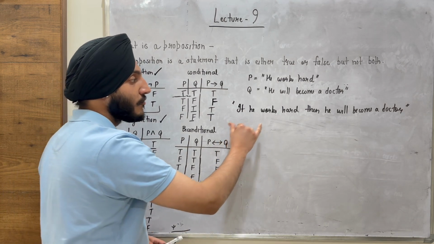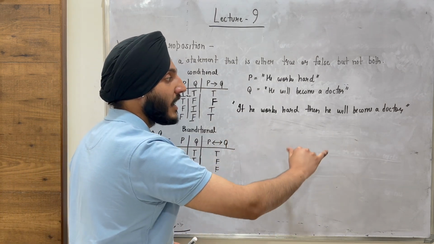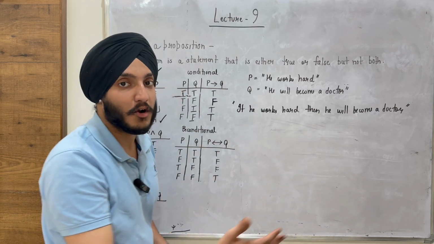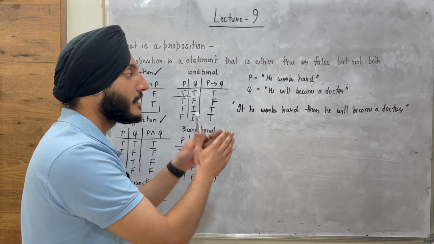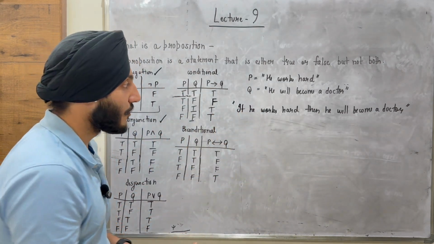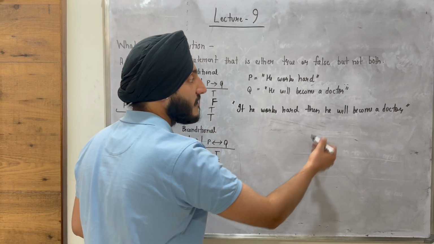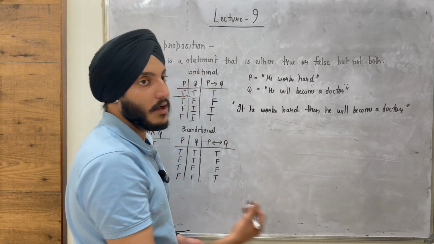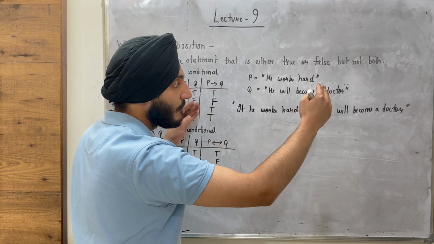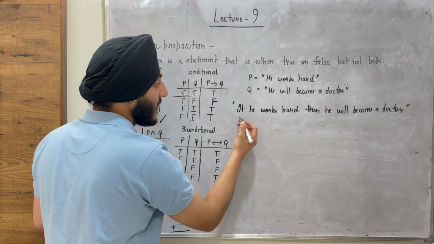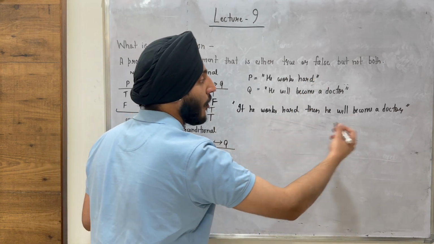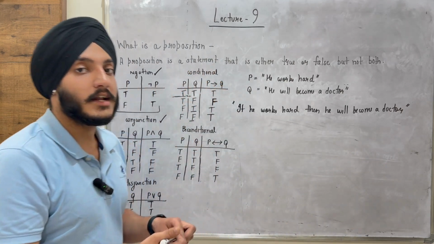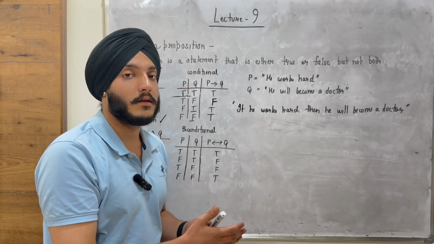Now, if he does not work hard, then we don't care if he becomes or does not become a doctor. The entire condition is going to be true, right? So if he does not work hard and he still becomes a doctor, that's a good thing, and that is going to make the entire condition true. But if he does not work hard and he did not become a doctor, then again the entire condition is going to be true again, right?